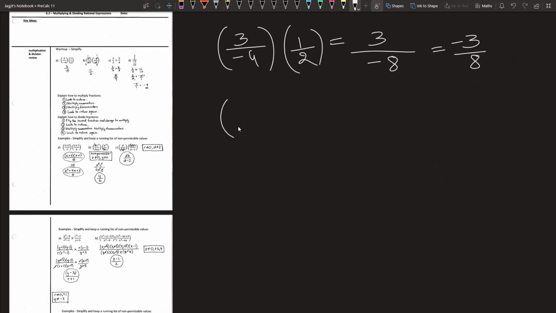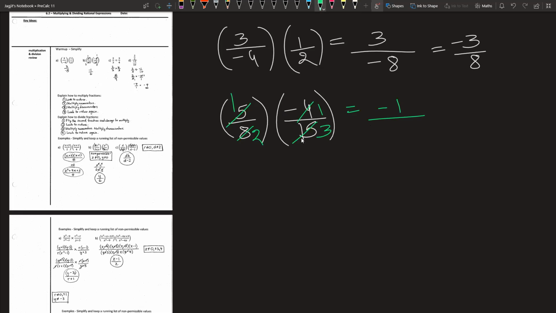Quite simple. Okay, if I give you something like 5 over 8, multiply that by minus 4 over 15. We can do the multiplication, but we have to realize we can simplify this. 5 and 15 can be canceled: 5 divided by 5 is 1, 15 divided by 5 is 3. 4 divided by 4 is 1, 8 divided by 4 is 2. So at the top, you have 1 times minus 1, which is minus 1. At the bottom, you have 2 times 3, which is 6. So the answer will be minus 1 over 6.